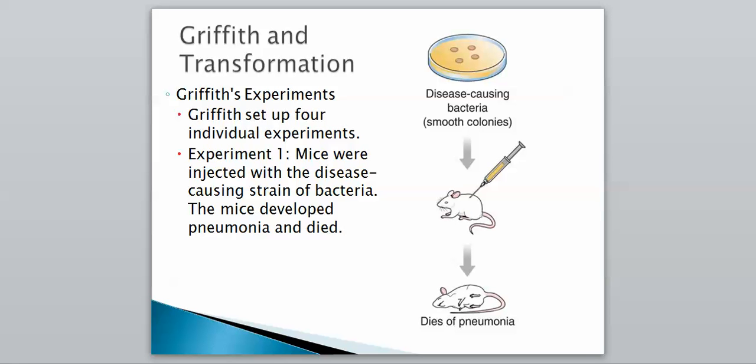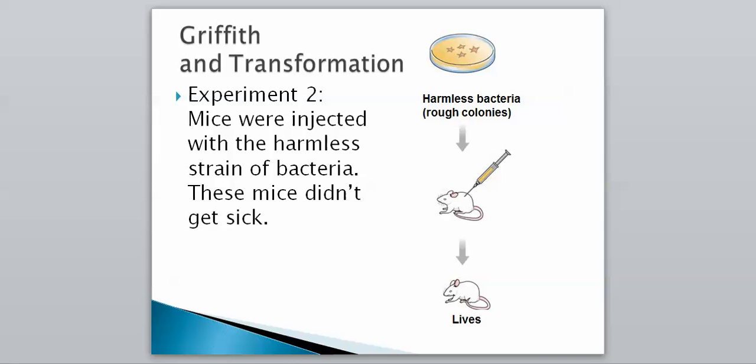The first one we're going to look at is obviously experiment 1. In experiment 1, mice were injected with the disease-causing strain of bacteria. The mice developed pneumonia and died. It's a pretty simple experiment. You can see over here on the right, disease-causing bacteria being injected into the mouse, and the mouse dies. In experiment 2, mice were injected with the harmless strain of bacteria, and these mice did not get sick, and therefore they didn't die. We can see the harmless bacteria with the rough edges gets injected, and our mouse is still alive. Both are pretty simple, pretty much what we would expect.